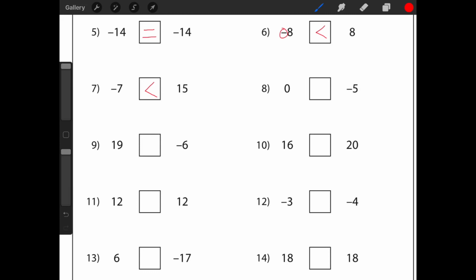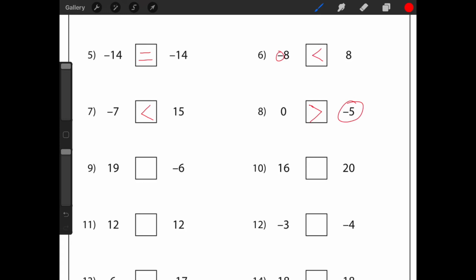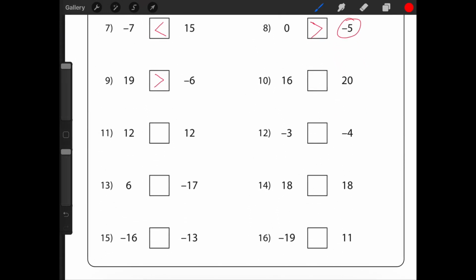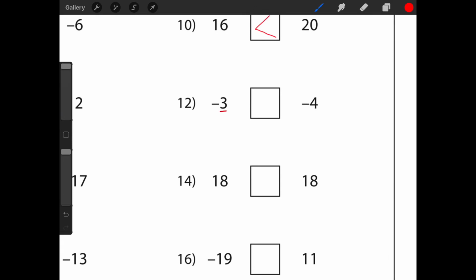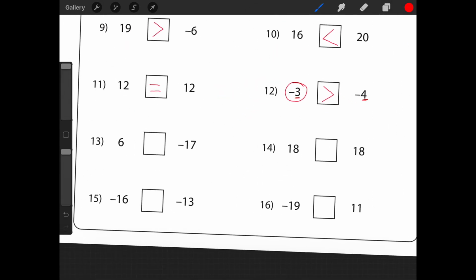Now, 0, until this year or in 6th grade, you always learn that 0 is the smallest number. Well, it's not. Negative 5 is actually further away, to the left on the number line. So 0 is actually greater. Number 9, remember, the positive always wins out if it's a positive versus a negative. Number 10, 16 versus 20. I'm definitely going to eat 20 French fries. If I had to choose between 20 or 16, I'm going to eat 20. Number 11, 12 is equal to 12. It's equal to itself. Number 12 is the example we talked about. Even though 4 is a larger digit, 3 is actually the larger number because it's further to the right on the number line. It's closer to 0. So I'm going to want to eat the negative 3.